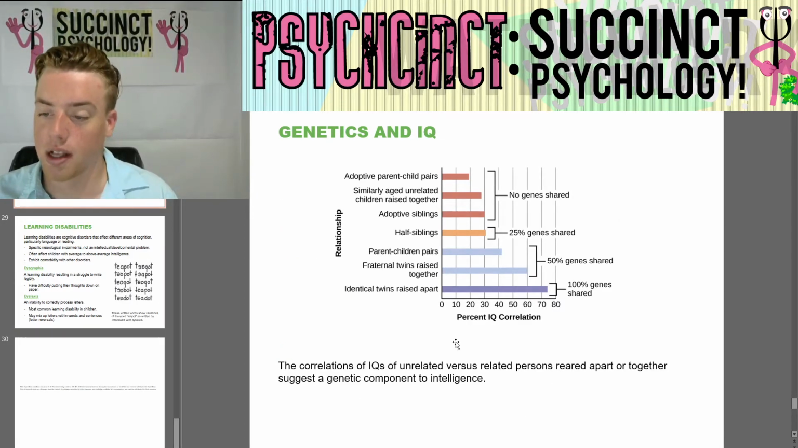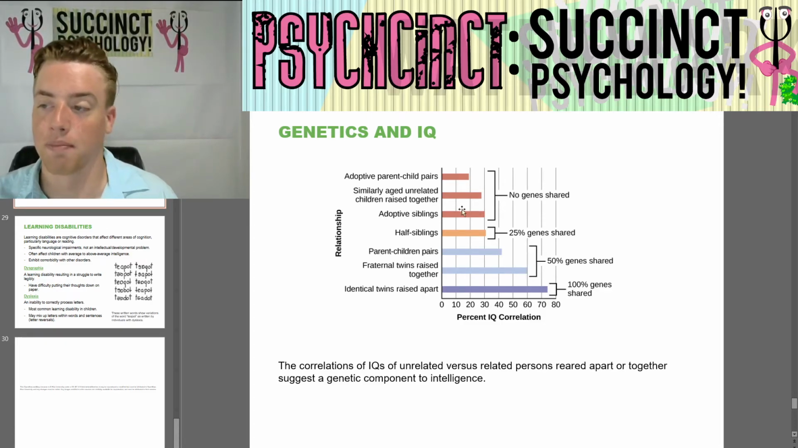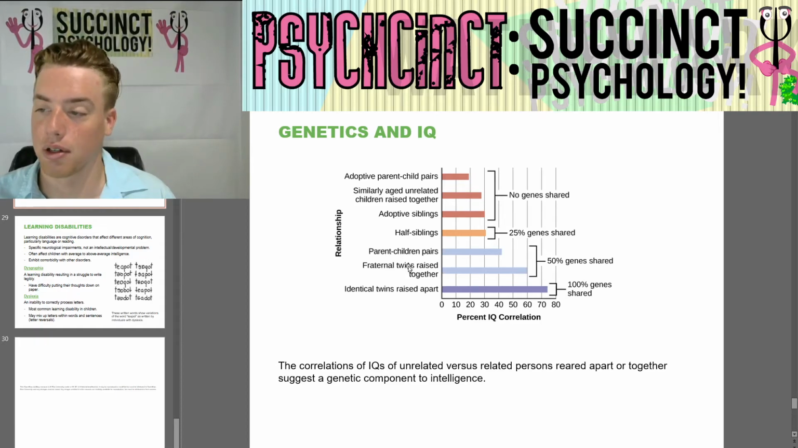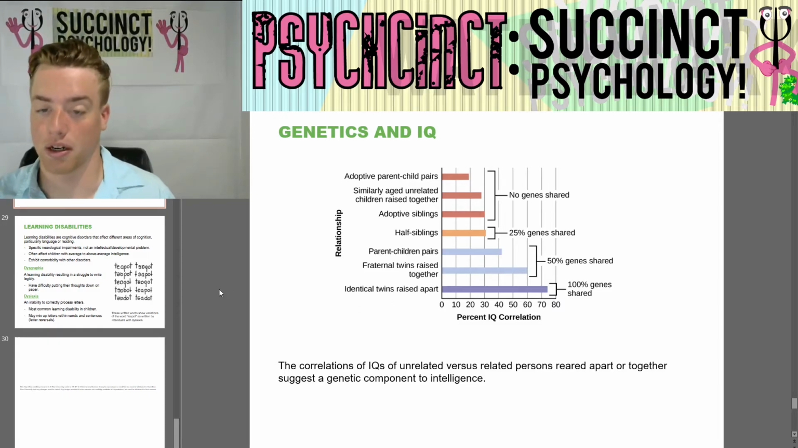We have another chart here. The correlations of IQs of unrelated versus related persons, whether apart or together, suggest a genetic component to intelligence. So, you can look at this. You have adopted parent-child pairs. They have no genes shared with similarly aged, unrelated children raised together. They also have no genes shared with adoptive siblings. And down here you have your percent IQ correlation. Half siblings have 25% of genes shared. Parent-child pairs and fraternal twins raised together have 50% of their genes shared. And then identical twins raised apart still have 100% of genes shared.